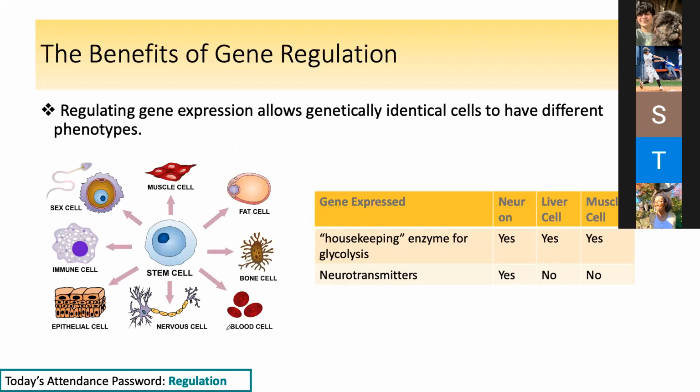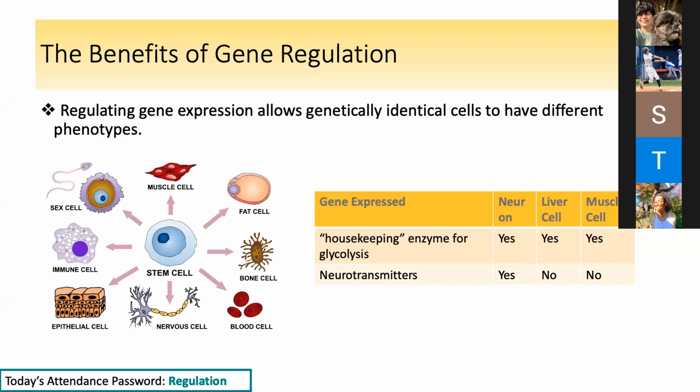Just because I'm a picture person, I thought it would be kind of fun to look at this. So we're regulating gene expression. This is allowing all of these genetically identical cells here, right? If I were to look at the DNA in these cells, it would be pretty much the same. The exception here is a mature red blood cell actually doesn't have a nucleus, and so it doesn't have DNA. But up until it becomes a fully mature red blood cell, it's going to share the same DNA as the rest of these cells.